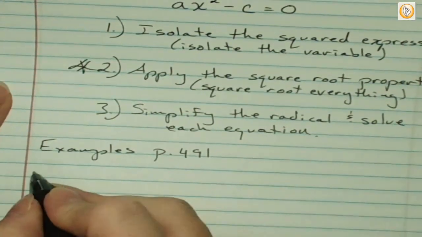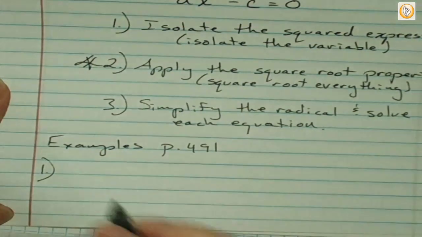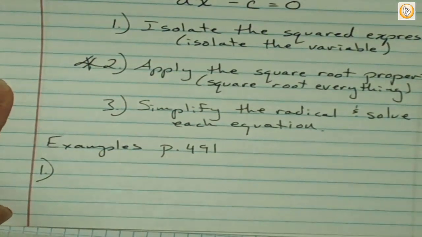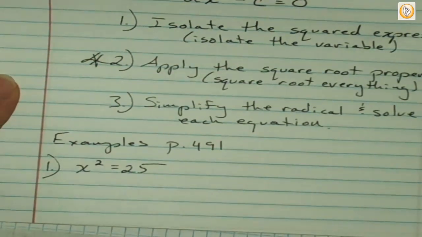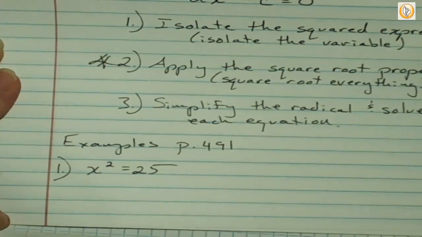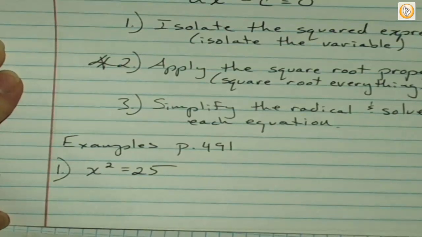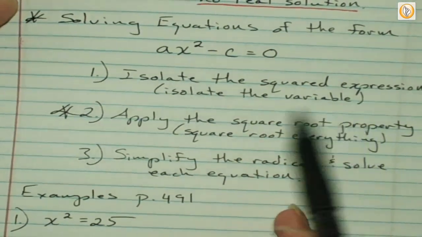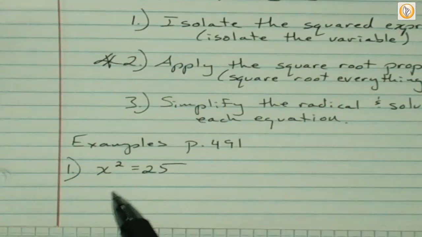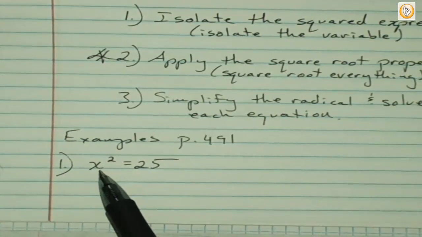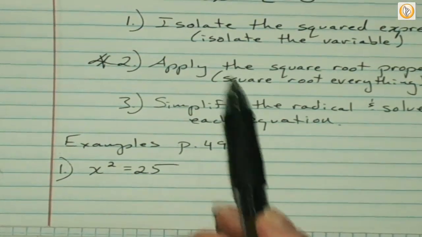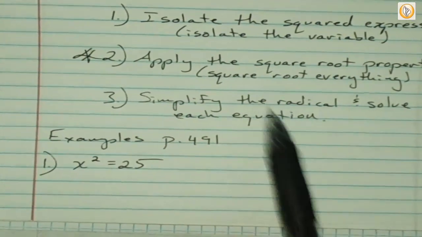Okay. Number 1. X squared equals 25. Okay, y'all have done this before in the last chapter. It says using the square root property. So step 1, if you read, isolate the squared expression. Basically, you're isolating the variable. That is already done for us. The x, which is a variable, is isolated. It's all by itself. Do y'all see that? Step 2, apply the square root property. Square root everything.